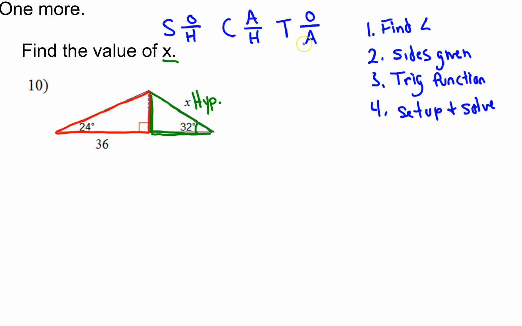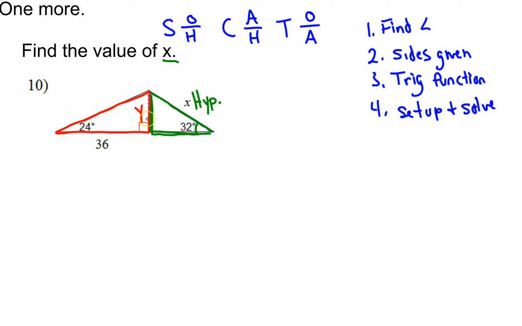So what we need to do now is switch over to this red triangle and see, well, maybe if I can find that side of the red triangle, then I'll know that side of the green triangle because it's the same side. Then I can solve for x because I'll have another side.